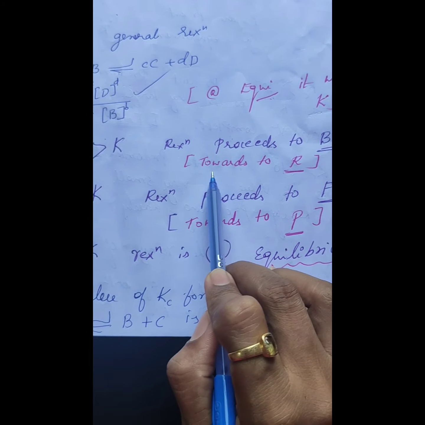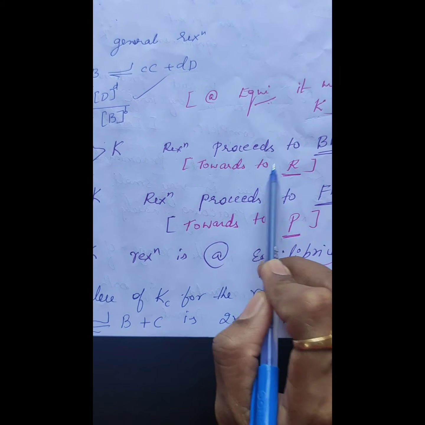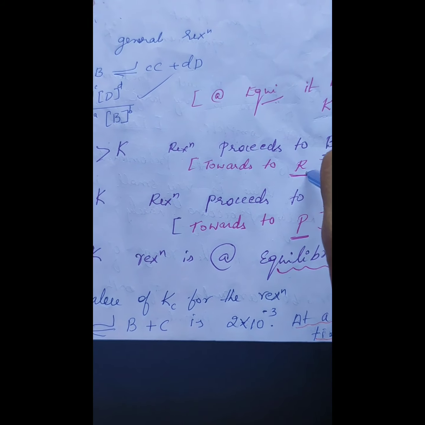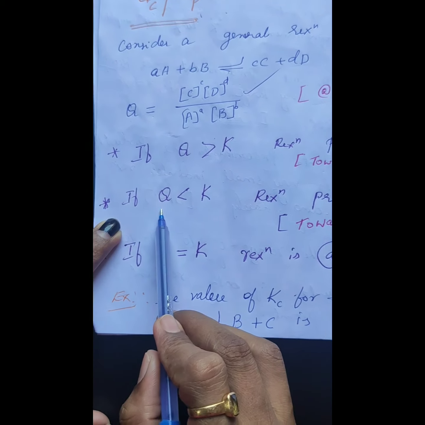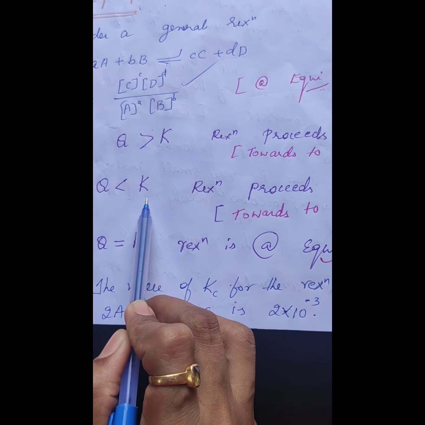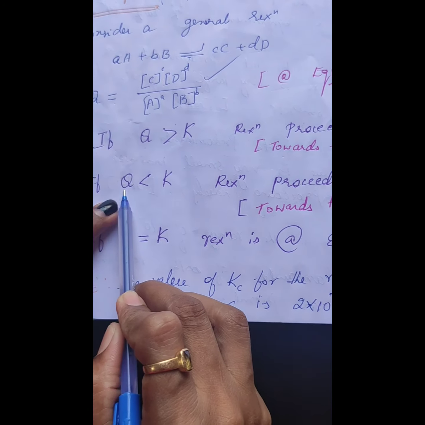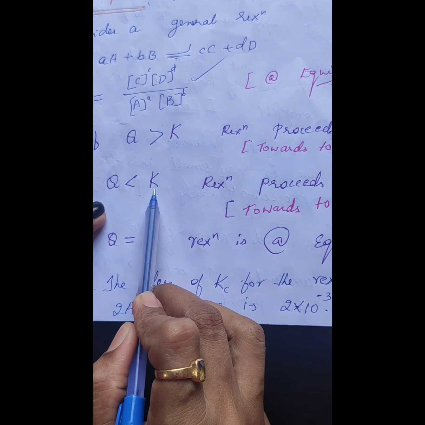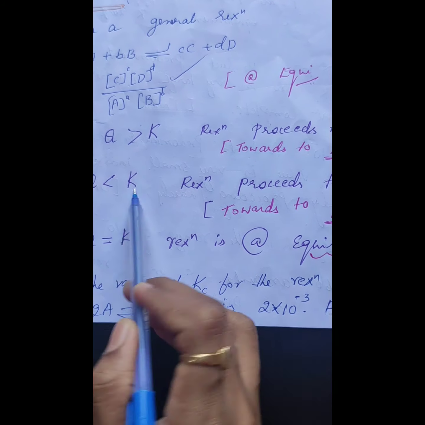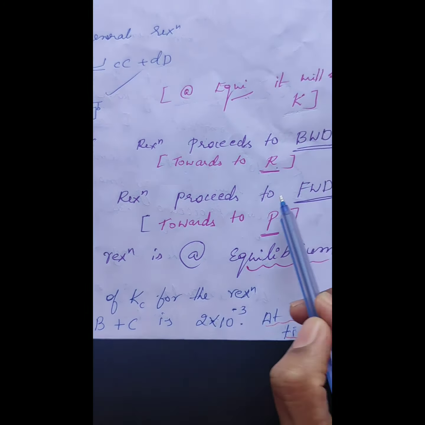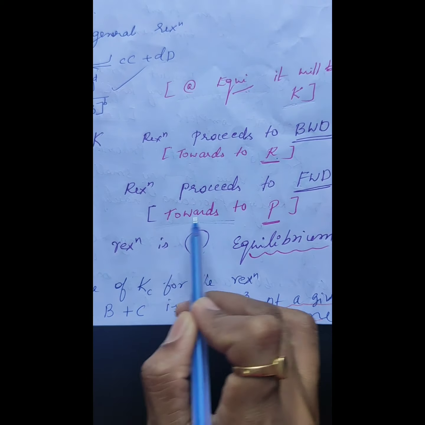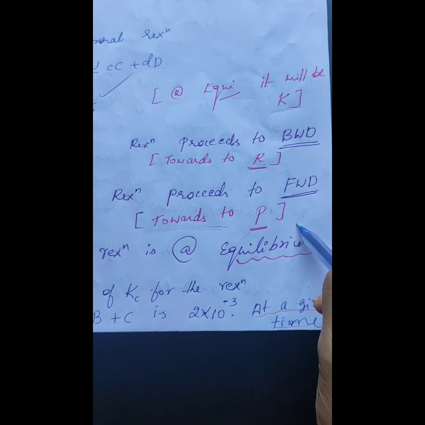in the backward direction, or the reaction takes place towards the reactants. Similarly, if the Q value is less than K, meaning the reaction quotient is less whereas the equilibrium constant value is more, then the reaction proceeds in the forward direction. FWD is forward direction, or the reaction proceeds towards the product.